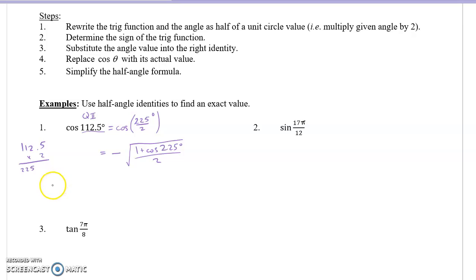I'm going to go over here to have a little bit of room to simplify. But we've got negative the square root of 1 plus the cosine of 225. Well, 225 is the 45 degrees in quadrant 3, right? It's going to be over here. So when we take the cosine of that, we're going to get negative root 2 over 2. So that's what goes right here, negative root 2 over 2. And then we'll divide that by 2. All right, that's our answer.